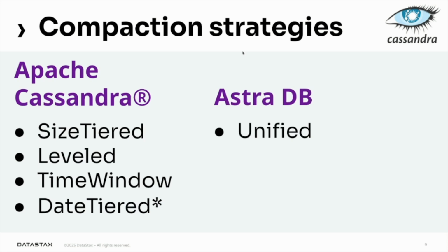But for Astra DB, we really only have one type of compaction strategy, and that's called the unified compaction strategy. Now, you can implement the other existing compaction strategies, but we really do encourage you to use the new unified compaction strategy because unified compaction strategy can be configured to work like all of them, and it takes some of the guesswork out of creating an initial table.